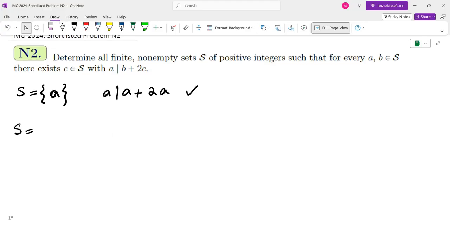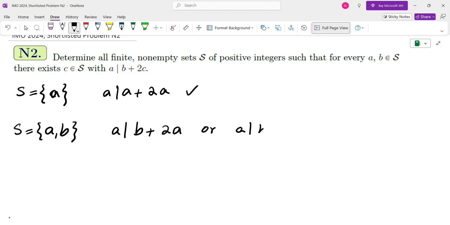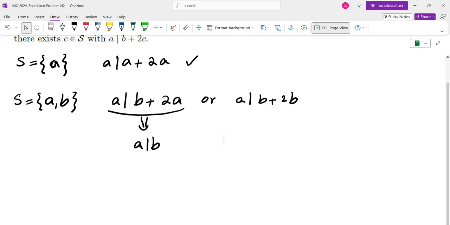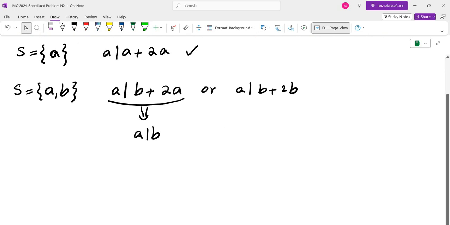Now, let's say you have two elements, A and B. So what do we need? We need A to divide B plus something. So it would be either A divides B plus 2A or A divides B plus 2B. So these are the only two possibilities. Now, this guy tells you that A must divide B. So depending on whether A is smaller or A is larger, this would be possible or impossible. So let's assume that A is less than B and see what we get.